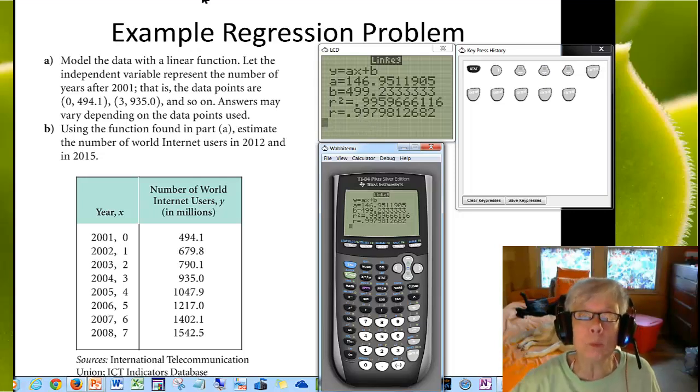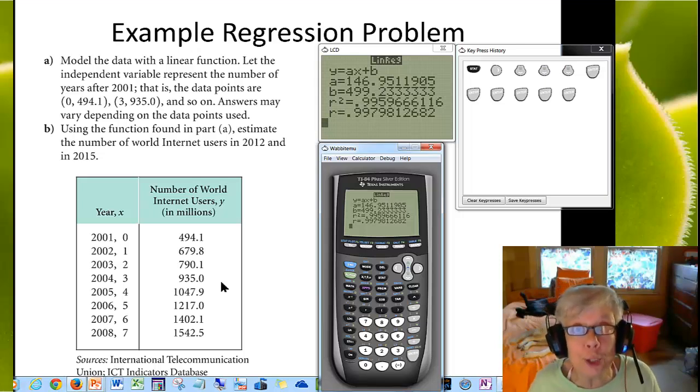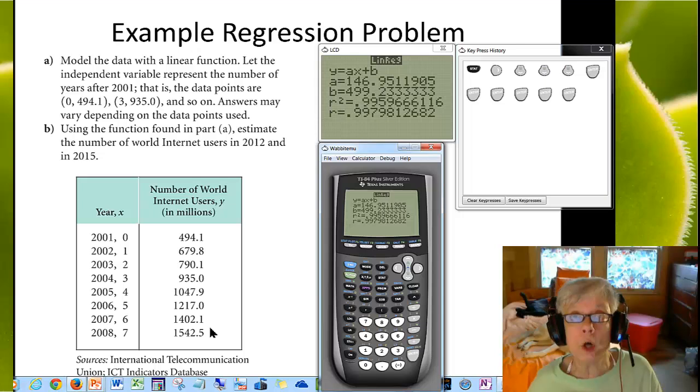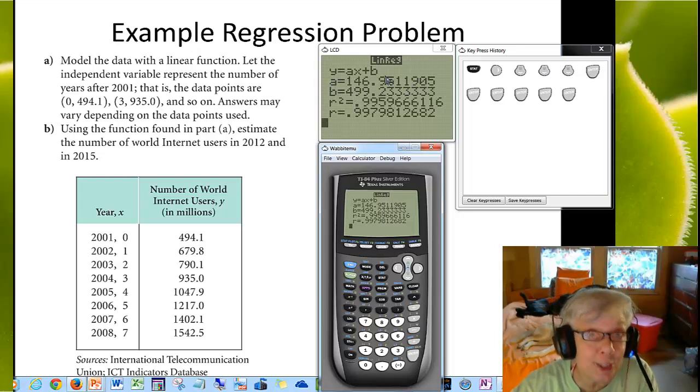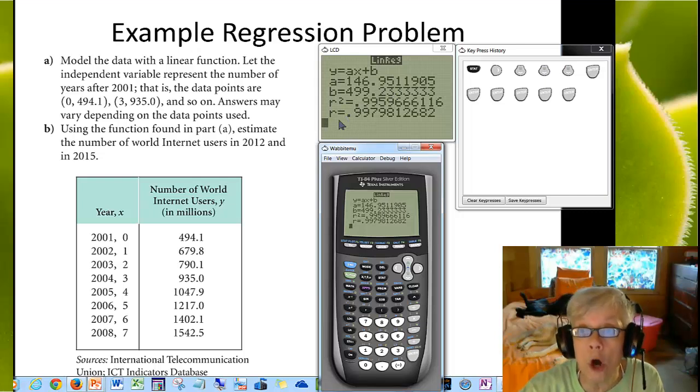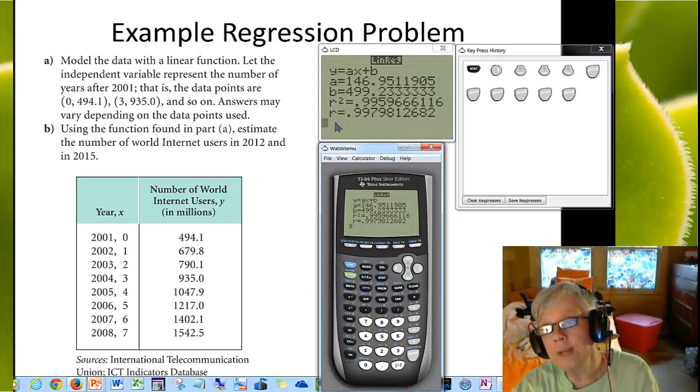Now, the whole purpose for doing this was to look at the data and say, okay, this is what's happened in the past. If this is a predictor of the future, I can predict the future mathematically by using the regression equation to put in any year and find out how many internet users there will be in the world. And this is called prediction. This is the kind of prediction that mathematicians and economists use, and sociologists. Now, whether or not your regression equation is a good predictor or not largely depends on your R, which is called the correlation coefficient. That's the reason at the very beginning we went to Catalog, Diagnostic On, so that your R would appear. Now, R is kind of a complicated number.